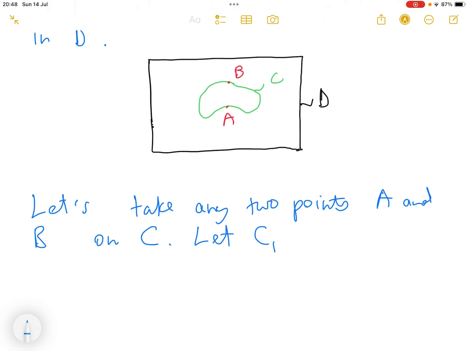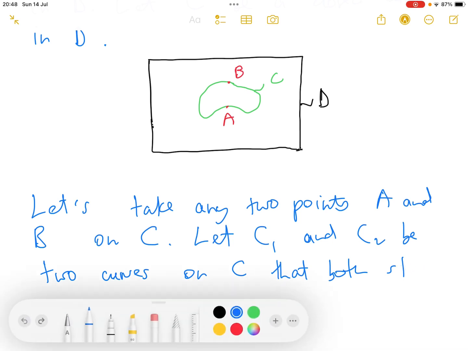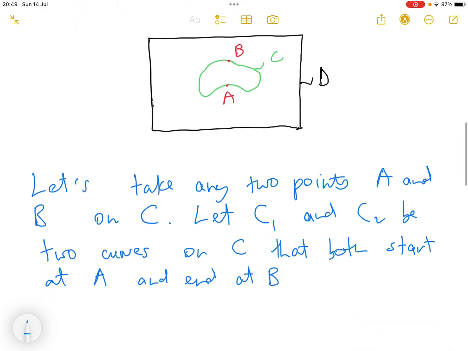In fact, let's take two curves. Let C1 and C2 be two curves on C that both start at A and end at B.